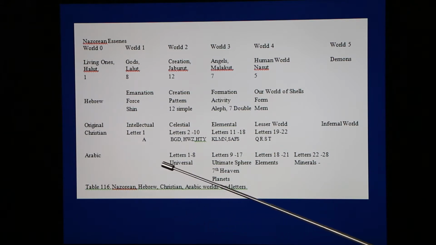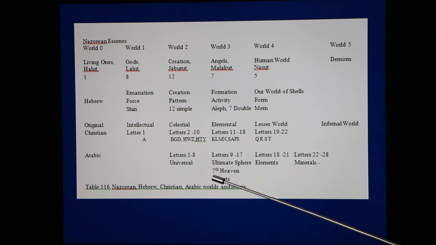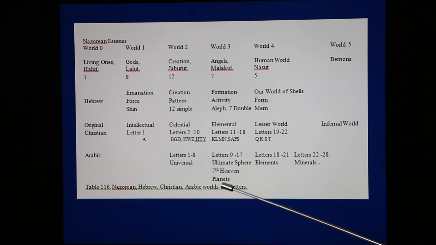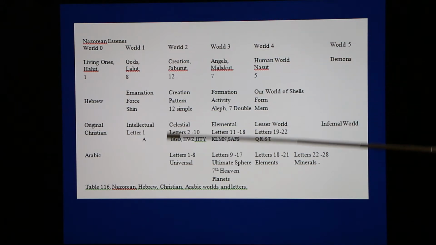And here in Arabic, the first 8 letters are the universal. The letters 9 to 17 are the ultimate sphere, and from the 7th level, heaven, down through the 7 planets. 18 to 21 are the elements, and 22 to 28 is the minerals. So the letters of the alphabet, on the one hand, are the sounds, but on the other hand, they're also the structure of the whole universe. And even though they vary in the various cultures, we can see that there are clear connections.